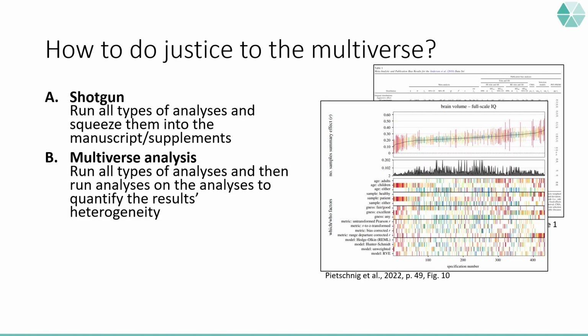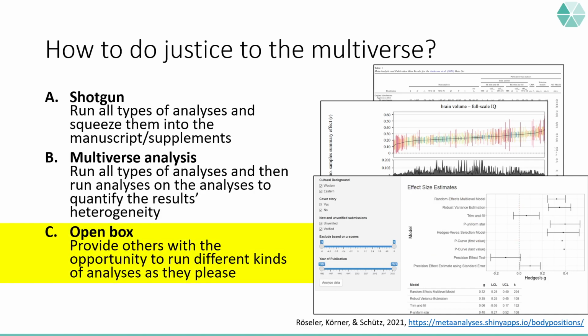Second, some researchers have run a multiverse analysis. That is, they first conduct many different meta-analyses and then they run a meta-analysis on the results. The third approach, which is what we have been focusing on, is what we call the OpenBox. Thereby, you provide others with your dataset and the tools to run all sorts of different analyses.